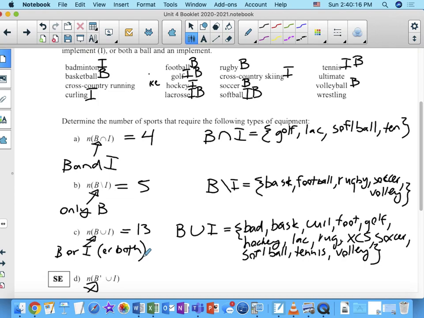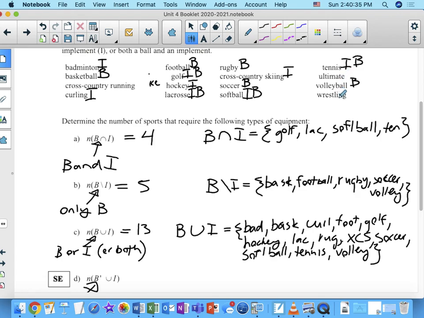Okay, so anything that's not B is anything that doesn't have a B in it, like badminton, cross-country running, curling, golf, hockey, lacrosse, cross-country skiing, ultimate, and wrestling.